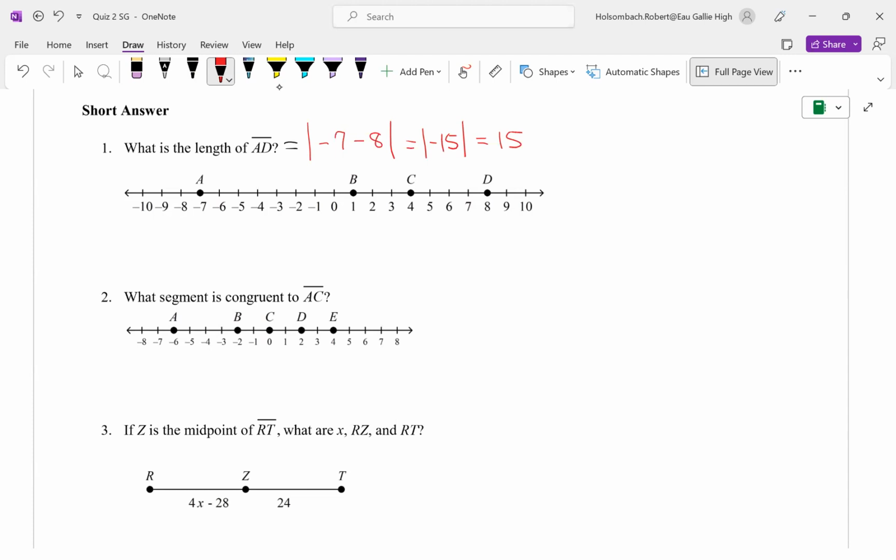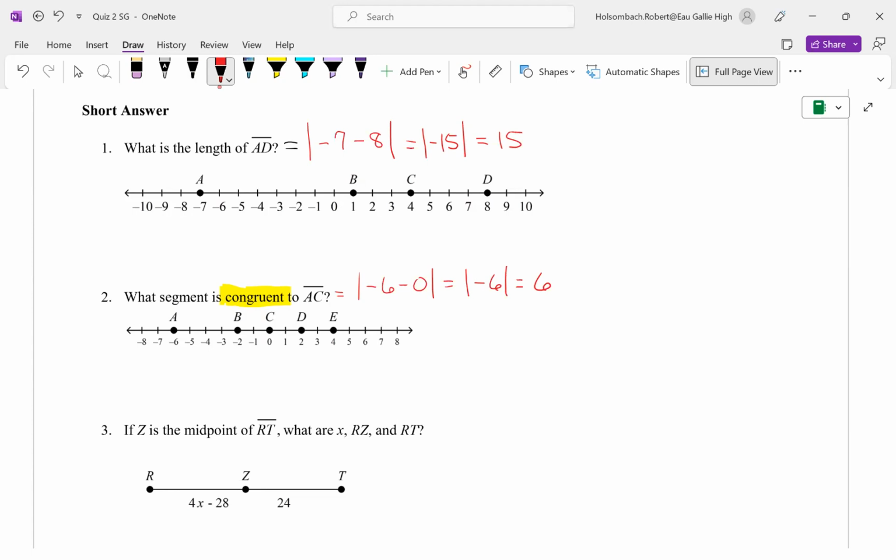On this second question, they're asking you what segment is congruent to AC. And congruent means the same. So the first thing we're going to do is we're going to find the length of AC. All right. And AC is equal to the absolute value of -6 minus 0, which is the absolute value of -6, which is equal to 6. So if AC is equal to 6, and we need a segment that's congruent to AC, we need another segment that's equal to 6.